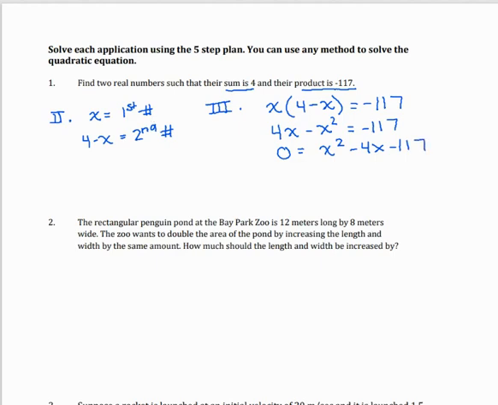From here, I want you to solve. So you can solve that using any method. If it can be factored, factor it. If it can't be, then try the quadratic formula or completing the square. But finish that one and solve the 2 unknowns.